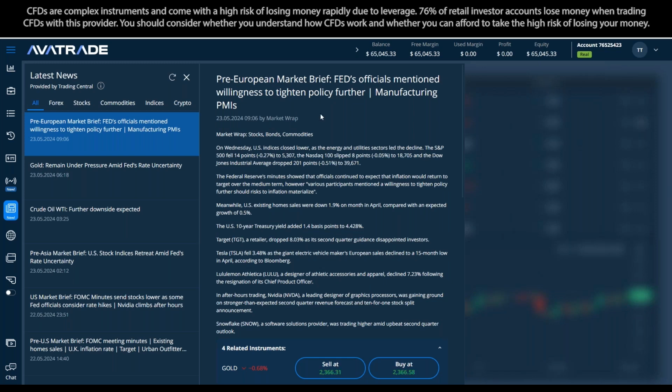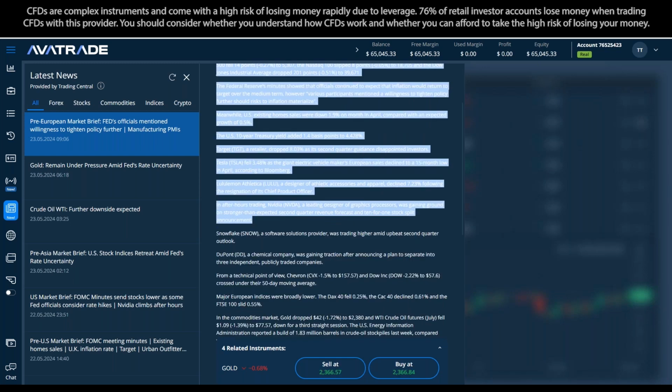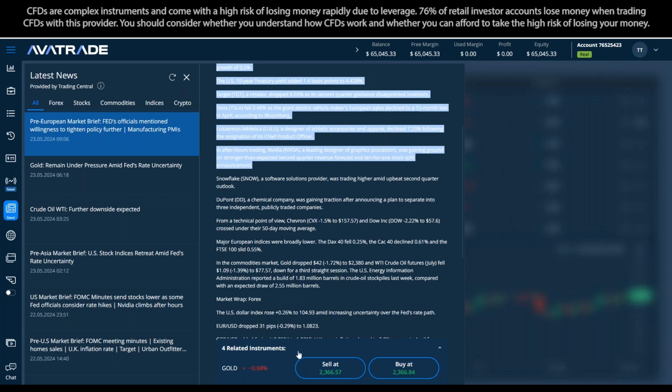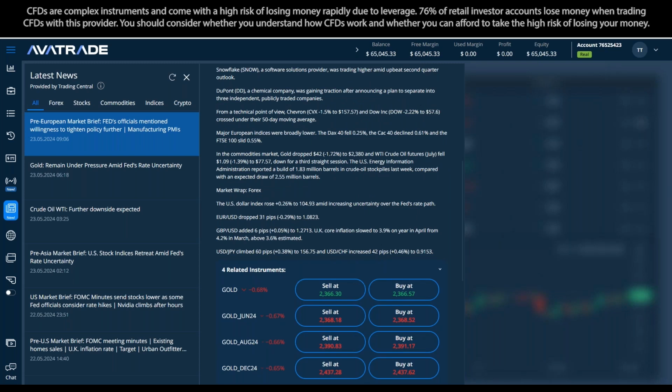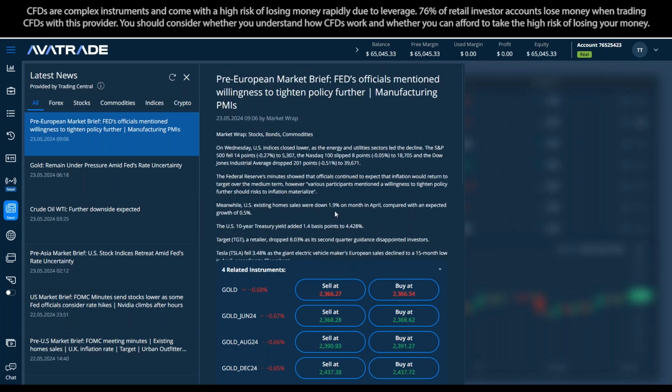Fed officials mentioned willingness to tighten policy further. Okay, and then they go on to talk about that and what you might want to trade on that could be related to that news. It looks like the focus is gold here. All right, so you know when there's policy tightening, that's probably to try and control inflation. And when you start talking about inflationary data, many times gold can be a focus. Okay, gold is an inflationary safe haven. When there's fears of inflation, many times people may run to gold.